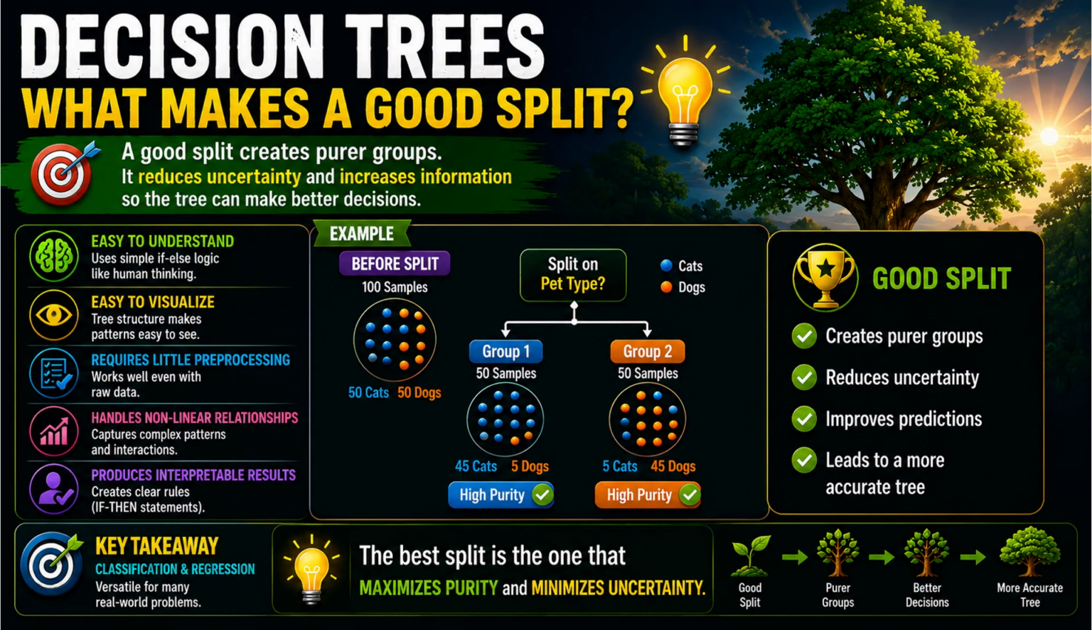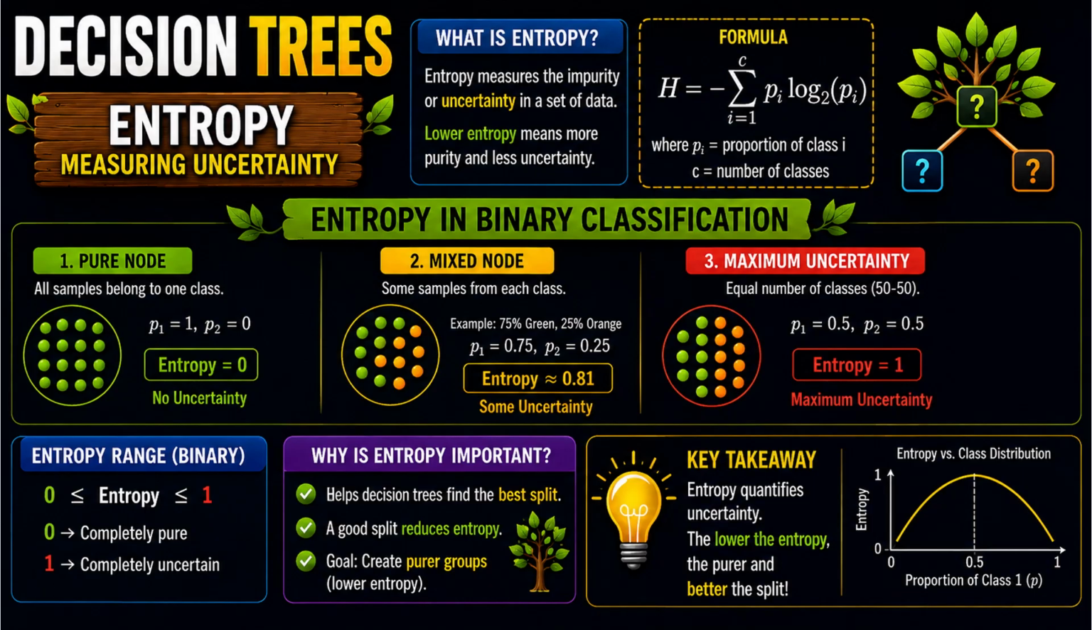also high purity. So easy to understand, easy to visualize, it requires little pre-processing, and the rest of it which we have told, and the results are interpretable. Okay, a good split in this case creates purer groups, reduces uncertainty, improves prediction, and leads to a more accurate tree. Now we're going to go into that.